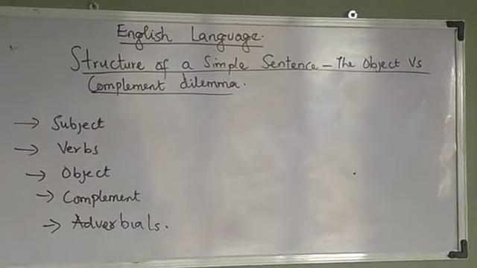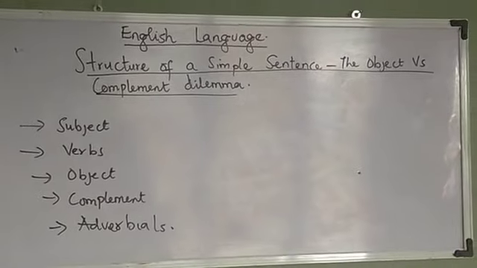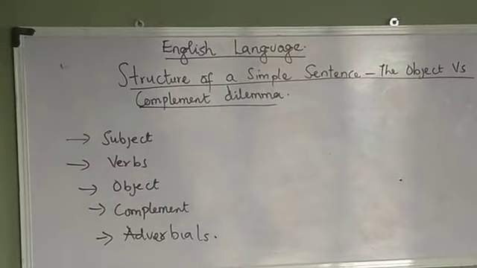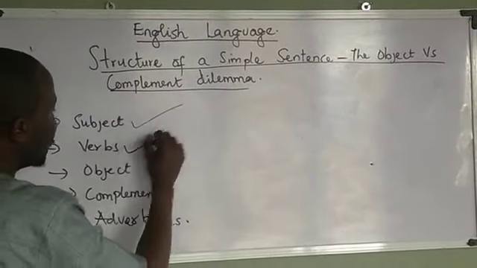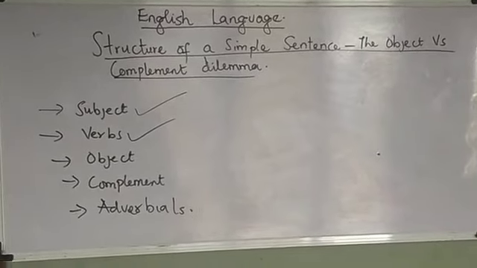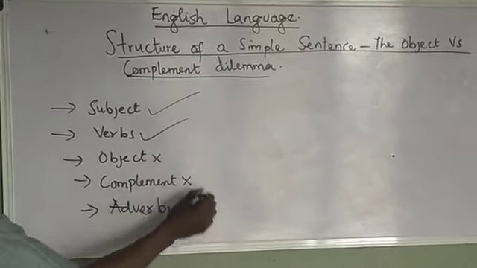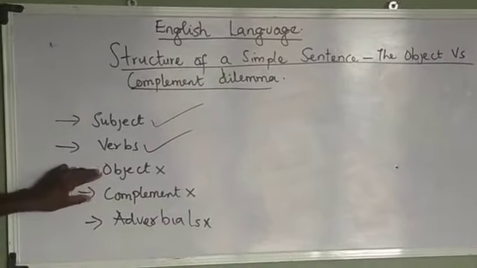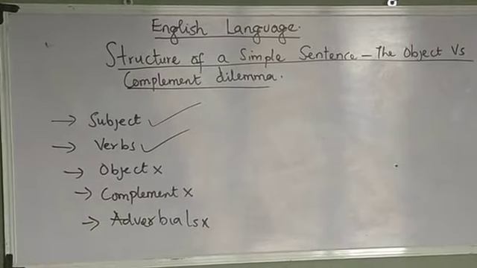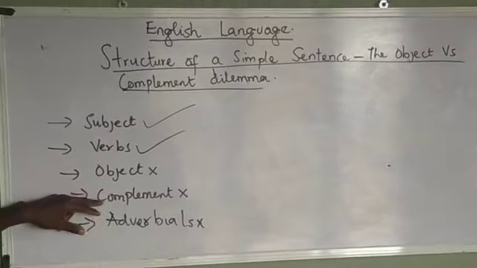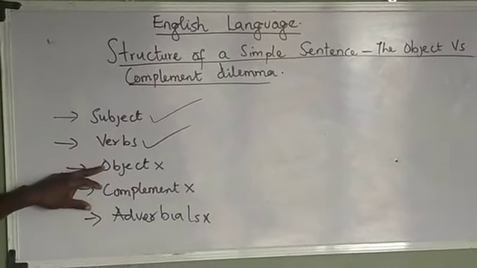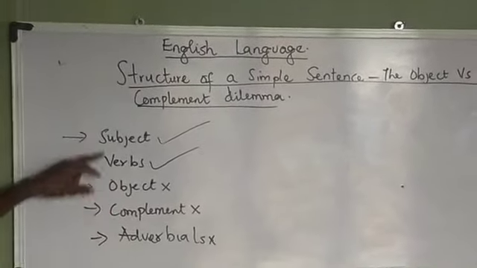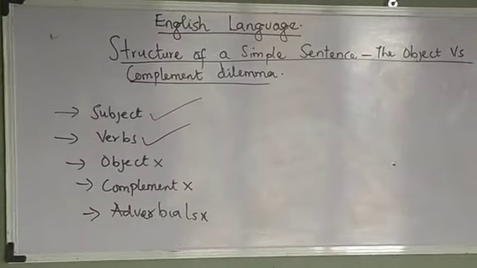Are you getting it now? The 2 that are very, very compulsory in any simple sentence, that you must always find in any simple sentence: the subject and the verb. The objects, the complements, and the adverbials, they are just optional. It is not a necessity you find 3 of them in a sentence at the same time. Sometimes a sentence might have a complement instead of objects. But the one that is very germane that you must see in a sentence is the subject and the verb.